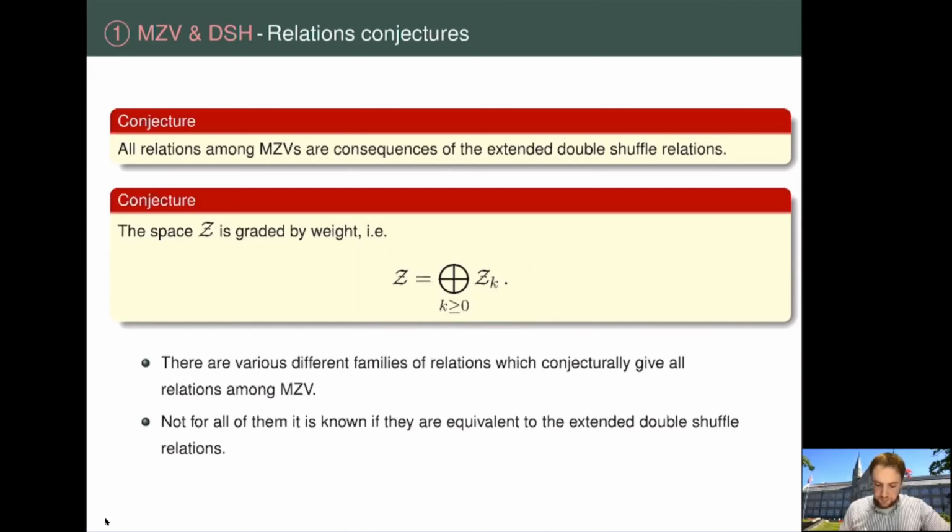And this is now just a remark and not important for this talk, but besides these extended double shuffle relations, there are a lot of different families of relations among multiple zeta values where we expect that these families give all relations, but not for all of them. It's clear that these families are equivalent to these extended double shuffle relations.